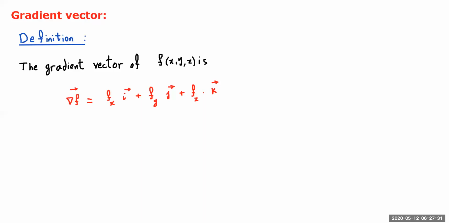Gradient vector of a function in several variables. We will define the gradient vector of the function f(x, y, z) in three variables as the partial derivative of f with respect to x times vector i, plus the partial derivative of f with respect to y times unit vector j, plus the partial derivative of f with respect to z times unit vector k.